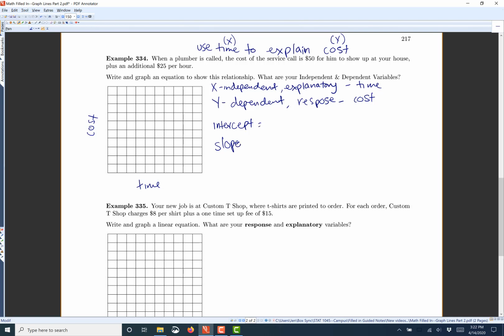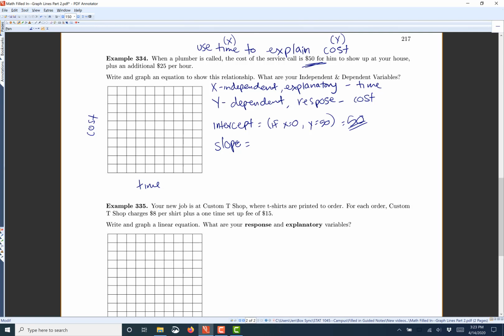So for my intercept, this means, well, if x equals 0, then y equals what? So let's think about that. He said it costs $50 just to show up. So that means before he does anything else is $50. So even if he doesn't stay there more than 1 second, he's going to charge you $50. So my intercept is going to be 50. So my intercept equals 50.